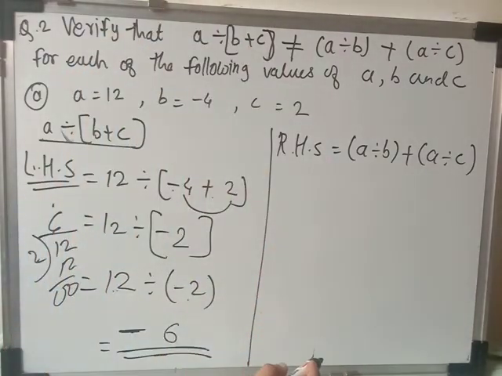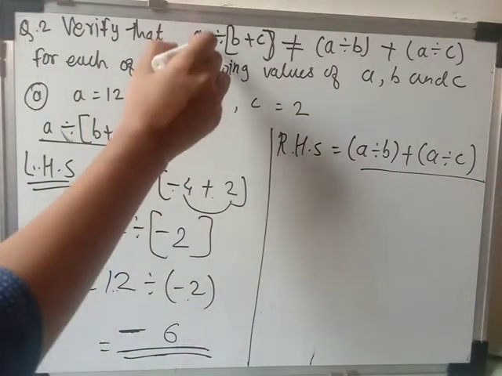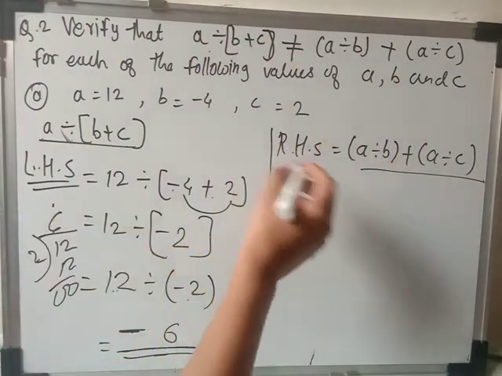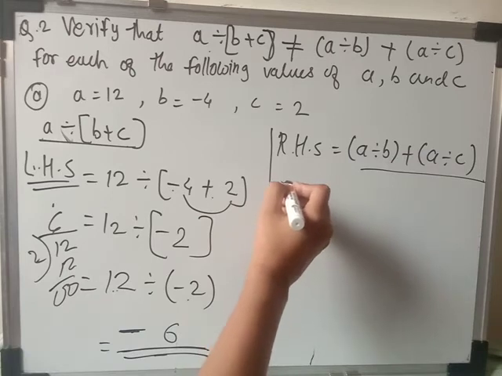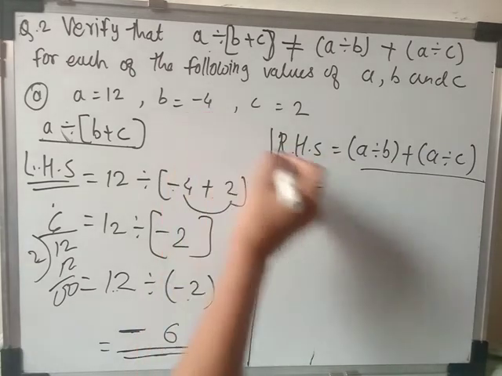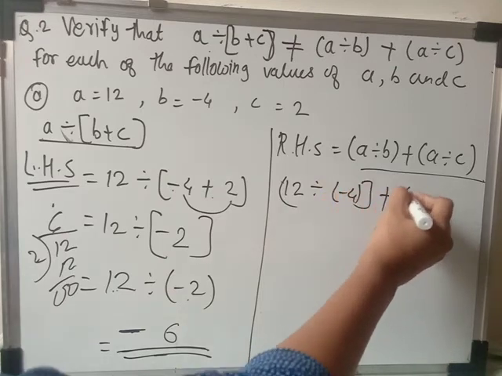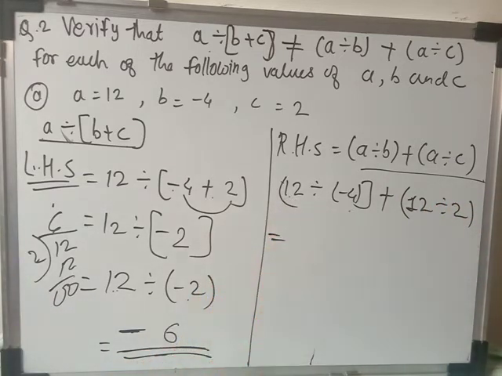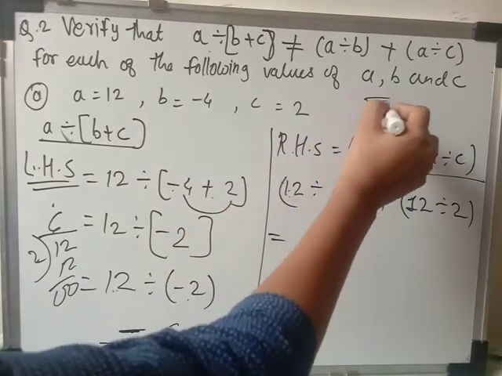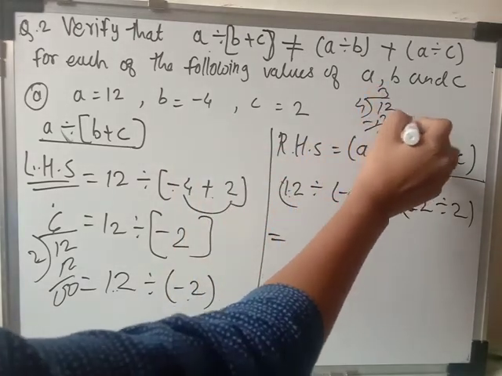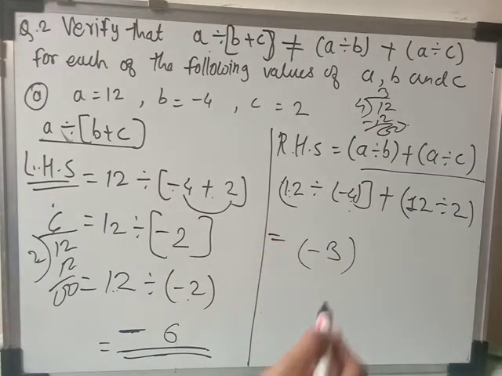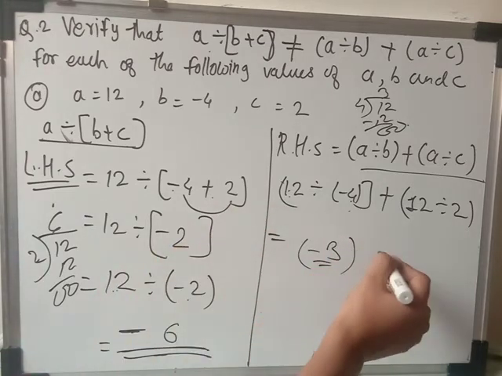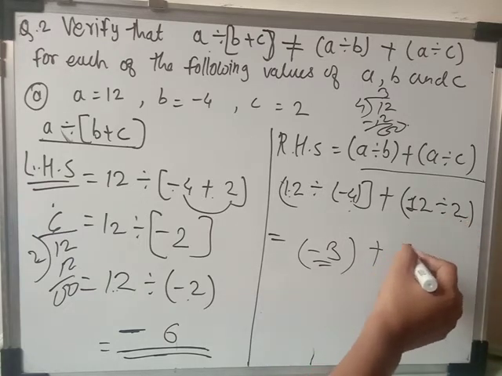Now let's see what value comes from the other expression, so we can decide that this is not equal to this one. Here put the value of A: 12 divided by B, which is -4, plus A, 12 divided by 2. Here again a positive and a negative integer is there, so the quotient will be negative. 4 threes are 12. So we got the answer -3, because we have learned that when one integer is positive and one is negative, the quotient is always negative. Plus 12 divided by 2, 2 sixes are 12, so here will come 6.